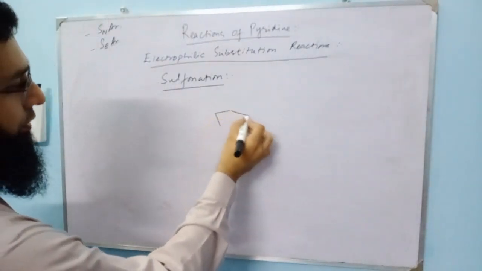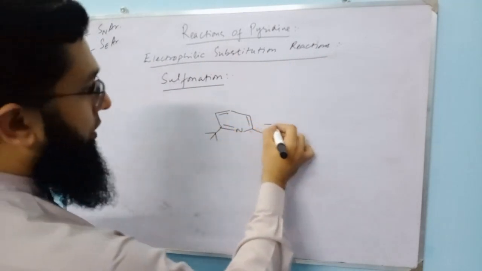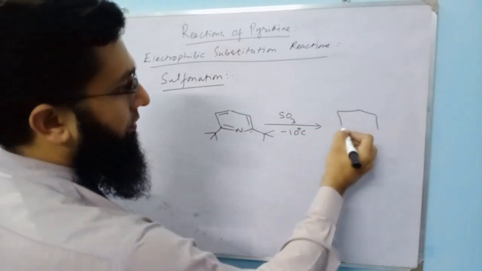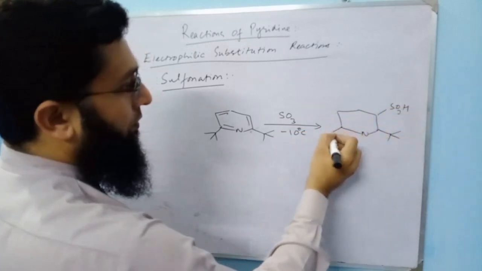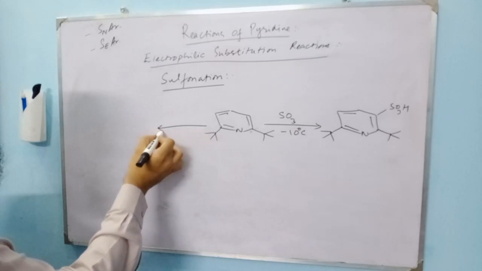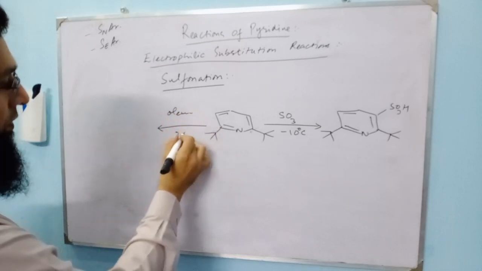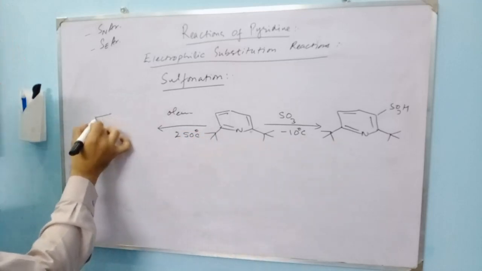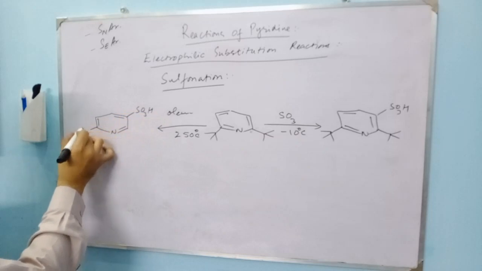Similarly, if we use 2,6-ditertbutyl pyridine and allow it to react with sulfur trioxide at -10 degrees centigrade, we get substitution at 3 position, and if this pyridine derivative is reacted with oleum at 250 degrees centigrade, we get this derivative, and alongside that a sulfone derivative also.